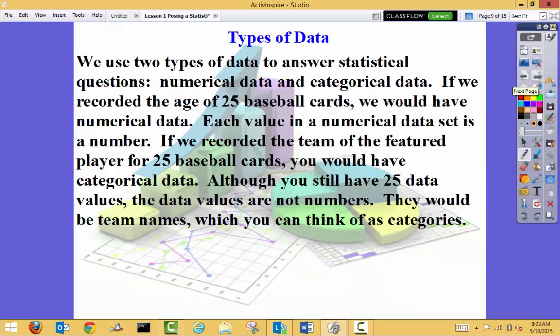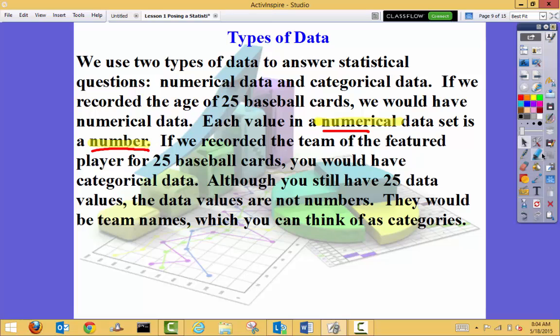Okay, here's our next part. Types of data. We use two types of data to answer statistical questions. Numerical data and categorical data. If we record the age of 25 baseball cards, we would have numerical data. Each value in a numerical data set is a number. So look at this. Numerical data, number. How can I remember that? Well, I should see that my base word is numeral, which is related to number.